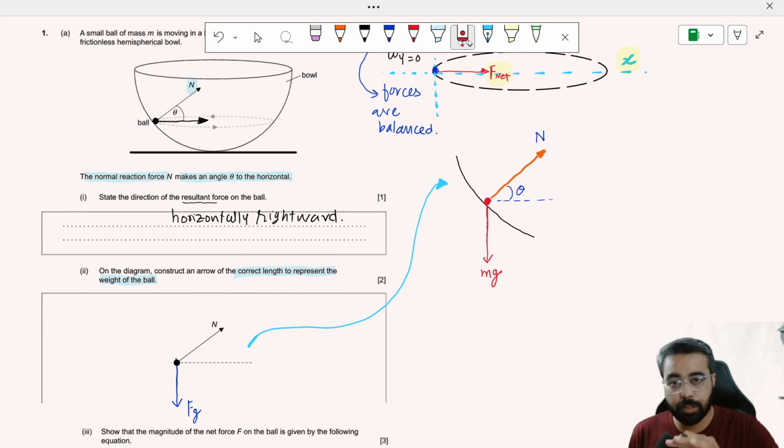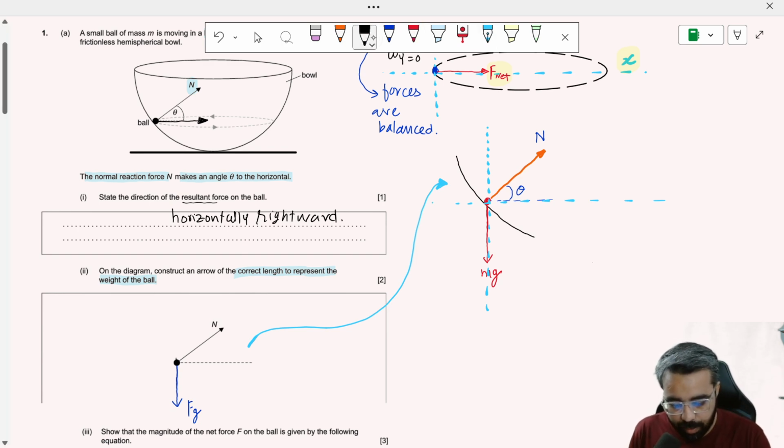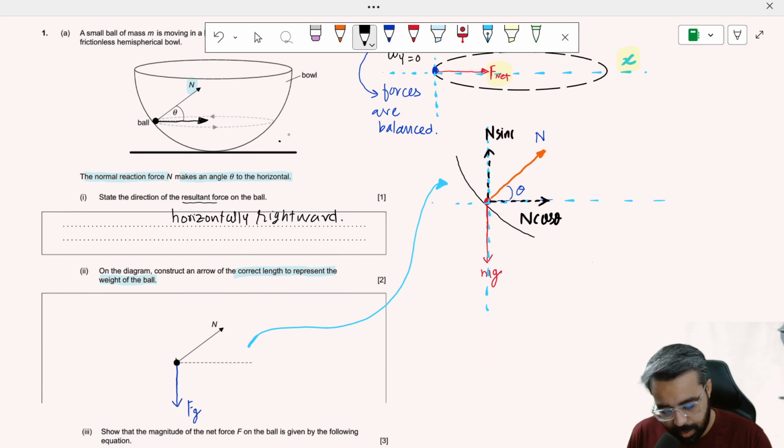Students, as you can see, this is our horizontal circular path in which the resultant force must be horizontally rightward at this point. This is our rectangular coordinate system, this is the y-axis, this is the x-axis. At this moment we will break down the normal force into its components. We will have two components: one is the x component, which is n cos theta, and the other component is n sin theta. N sin theta is completely balanced with the vertically downward force, equal to the weight.